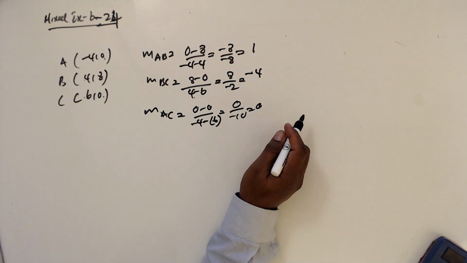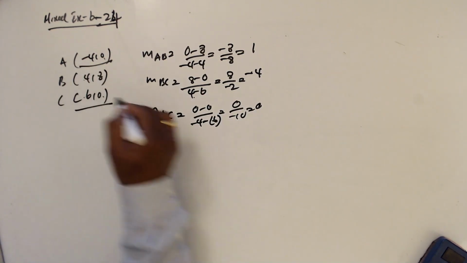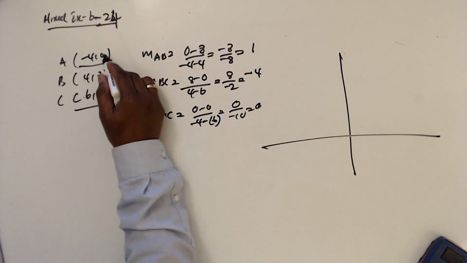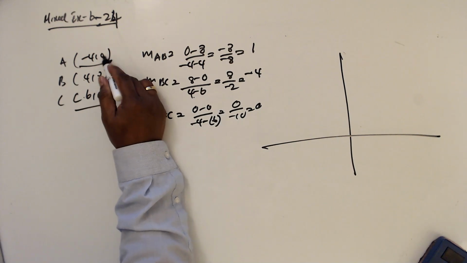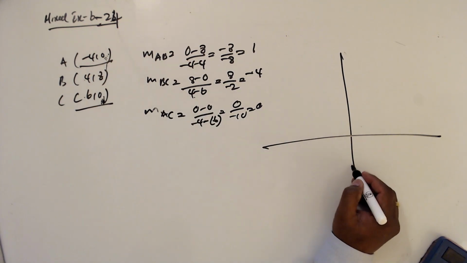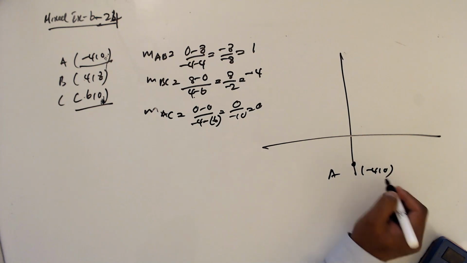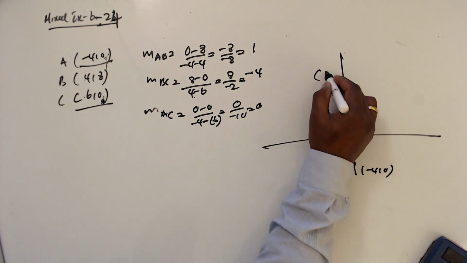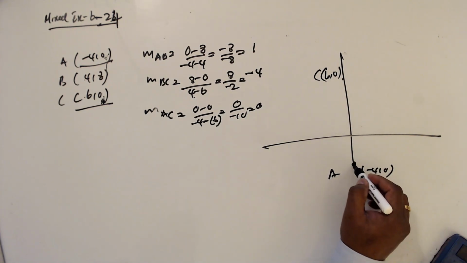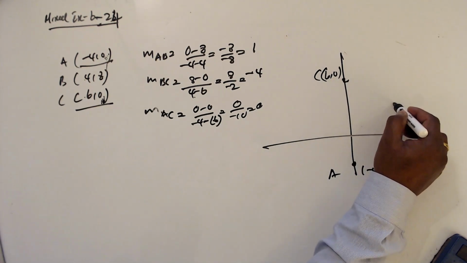Now when you have this kind of situation, we have to look at the picture. Now when I look at this one, I can see that minus 4, this is 0. It means those 2 points, A and C, are on the x-axis. So this is A (minus 4, 0), and this is C (6, 0). Now minus 4, 6, 4, 8 is somewhere here.